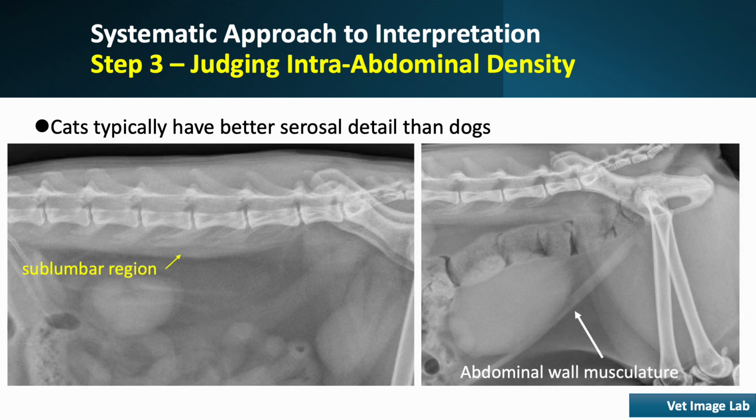Now, let's take a closer look at these radiographs. Both of these images are from cats. In both images, the serosal detail is excellent, allowing us to clearly distinguish the margins of the abdominal structures. On the left, look at the sublumbar region, how the fat in the retroperitoneal space helps separate the structures, making it easy to visualize the kidneys and large vessels. On the right, you can also see the abdominal wall musculature, clearly outlined. This is a great example of why cats typically have better serosal detail than dogs.